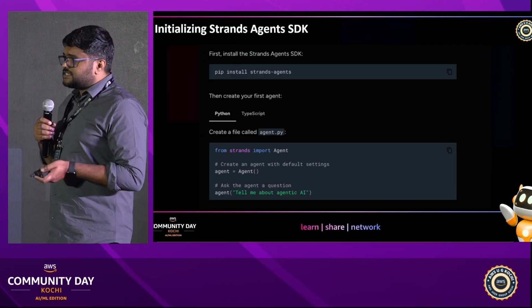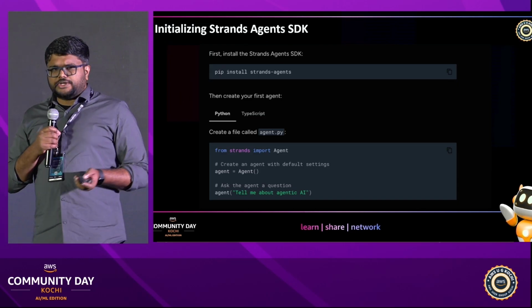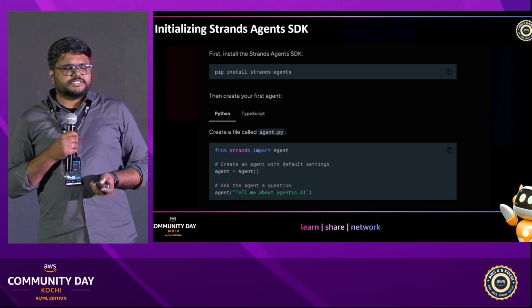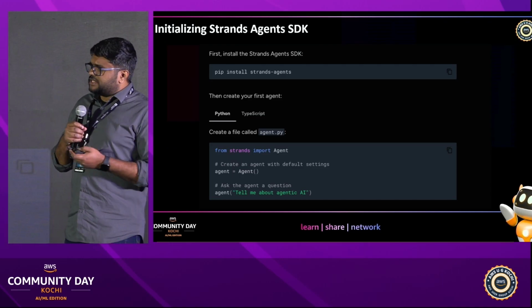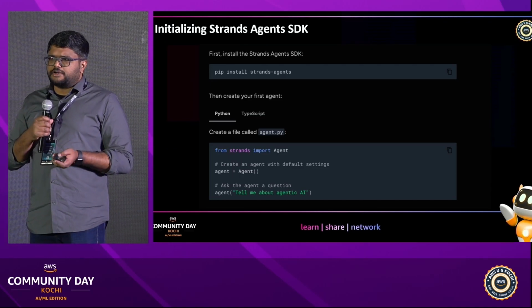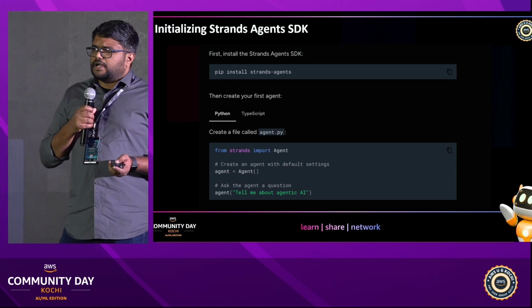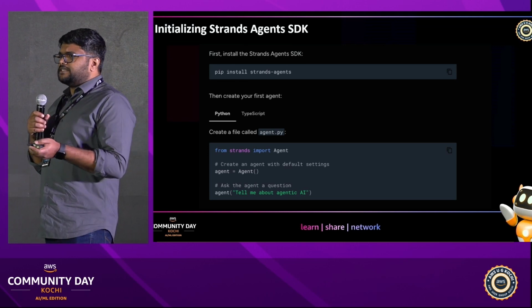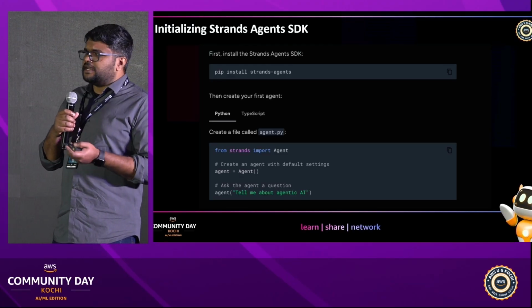And Strands Agents at this time supports Python and TypeScript. Those are the two variations of SDKs available right now. And to give you a bit of background about the SDK itself, it was first created by Amazon and then open sourced out to the world. So technically, it's free and open source software which supports these multi-agent and single-agent frameworks.